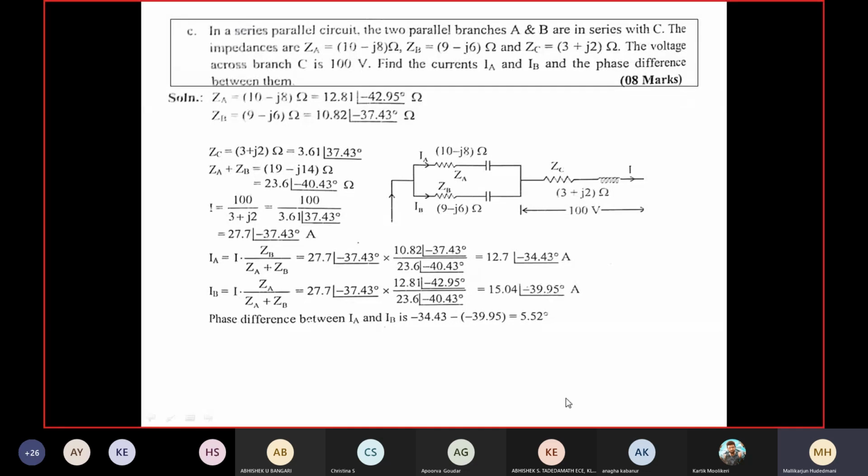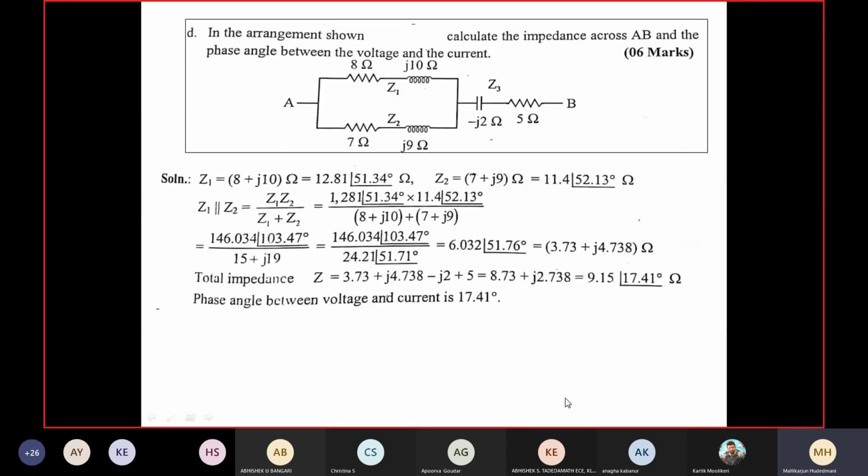Okay, this is another problem you can find. Similarly, I have another arrangement. You can see some diagram. This diagram is given directly. You can see the arrangement shown below. Calculate the impedance across AB and the phase angle between voltage and current.